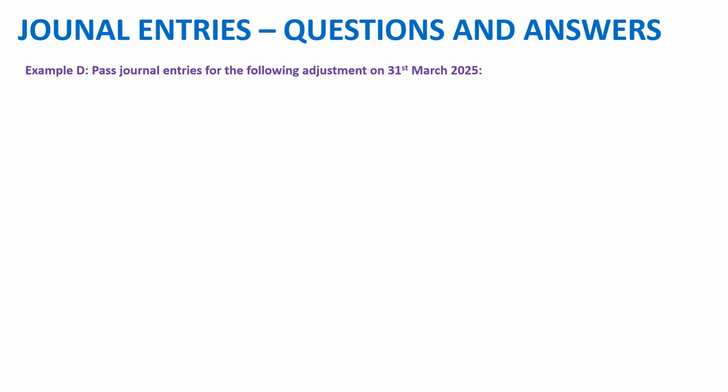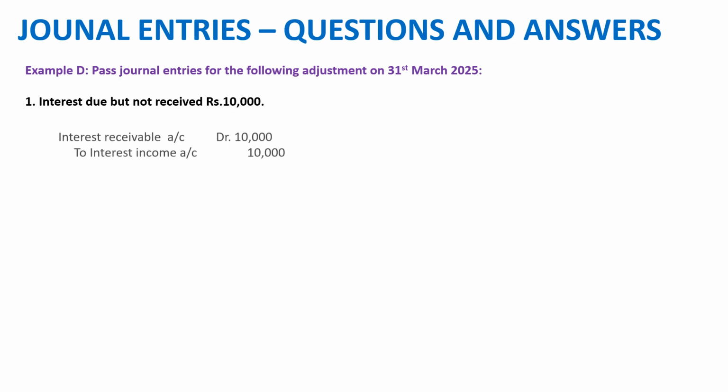Example D. Pass journal entries for the following adjustments on 31st March 2025. So here I have taken a few examples which you will pass entries for while you are preparing the final accounts. First one, interest due but not received 10,000. That means the interest is due but you have not received it from the bank or from the customer, right? So what entry are you going to post here?